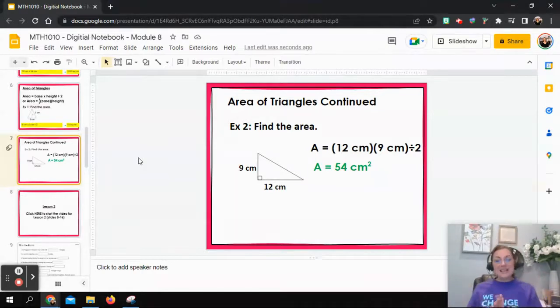So I hope this lesson helps you as you're looking at perimeter and area and working those kinds of problems. Be sure to look back at your digital notebook for all of those good formulas that you're going to be using in your homework as well.